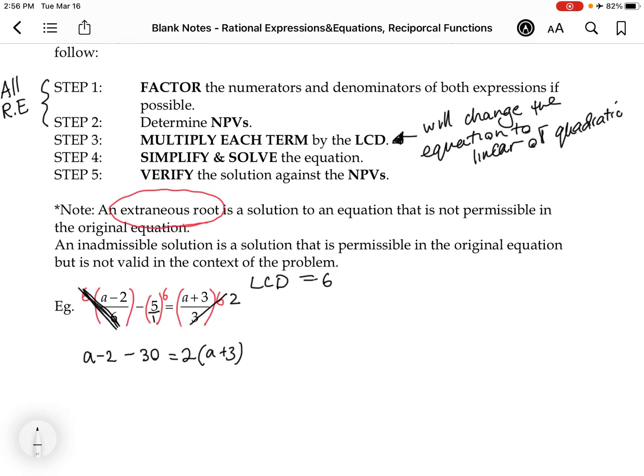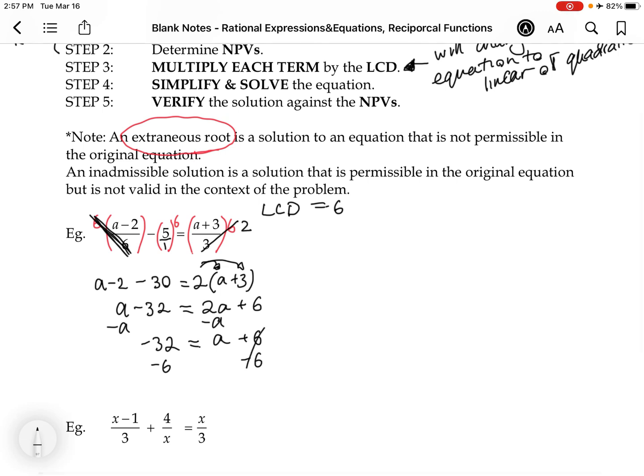Okay, so I still have a linear equation, but now this linear equation doesn't have any denominators, which is quite nice. Okay, so I can distribute here. And I'm going to simplify. So this is going to become a minus 32 equals 2a plus 6. Okay, and I'll subtract a. So I'll have negative 32 equals a plus 6. And then subtract 6. So I get that negative 38 equals a.